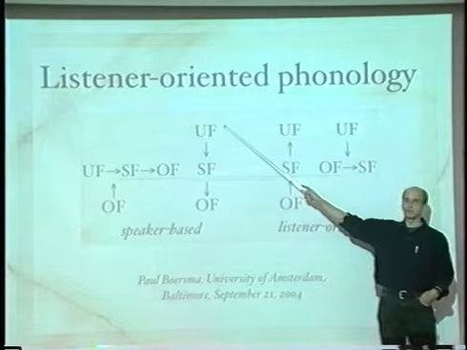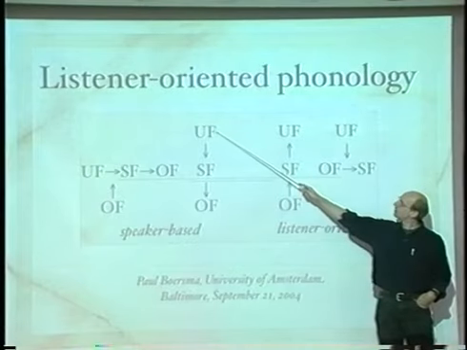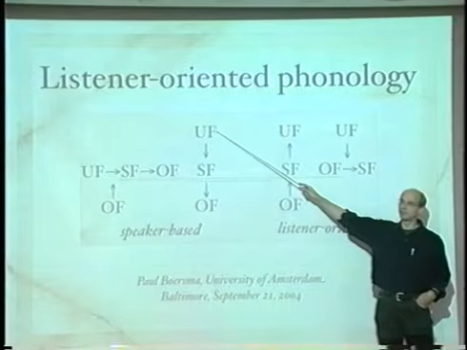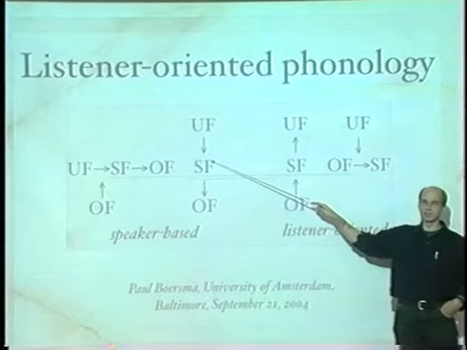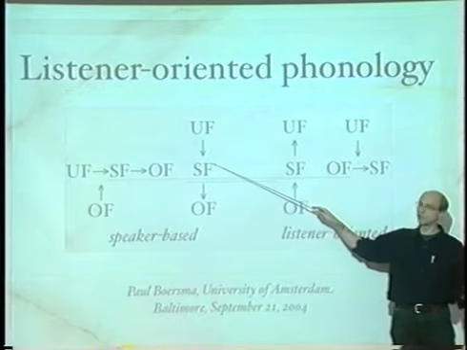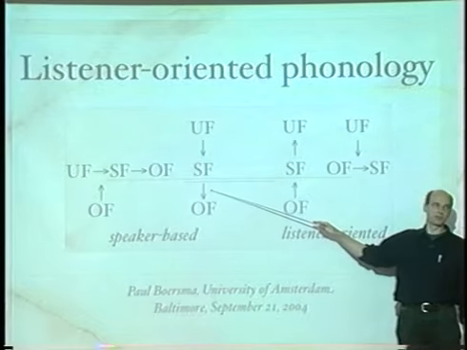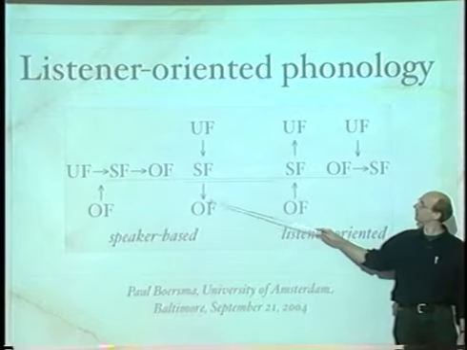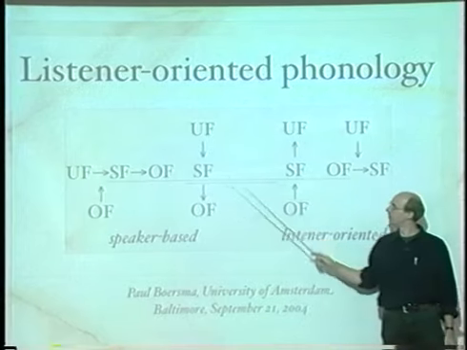In the speaker-based view, you start by modeling a speaker. So a speaker has an underlying form, some concatenation of lexical items, for instance, and turns that by his or her grammar into a surface form, a hidden abstract surface structure, and then maybe a module called phonetic implementation or something like that turns that into an overt form, a phonetically detailed form.